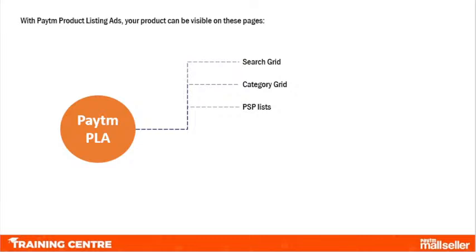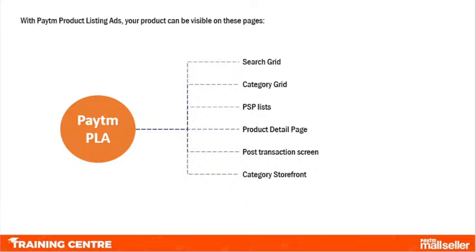Number 3, the PSP lists. These are the customized landing pages created for promotional banners. Number 4, product detail page. It shows the sponsored product ads placed on detail pages of the product and the product description page. Number 5, post-transaction screen. Here the sponsored product ads are placed on a post-transaction screen, or you can say screens that open when the customer places an order. Or we can say these are the ads placed on the order confirmation page.